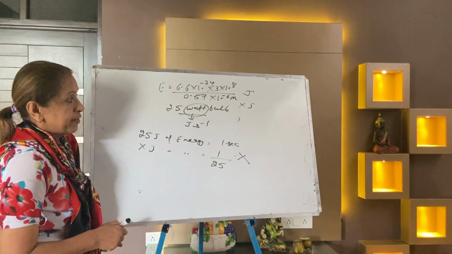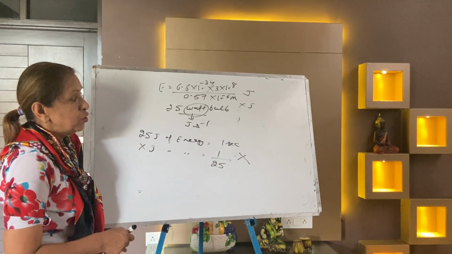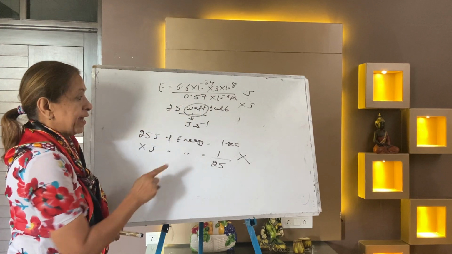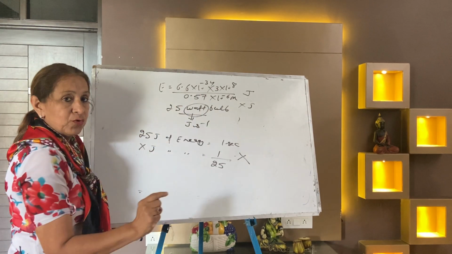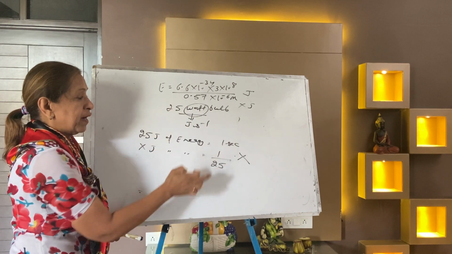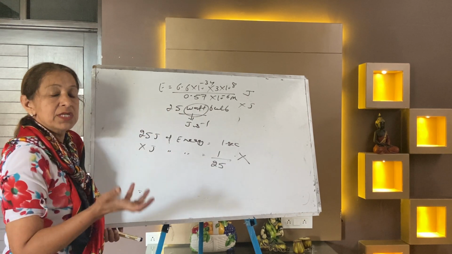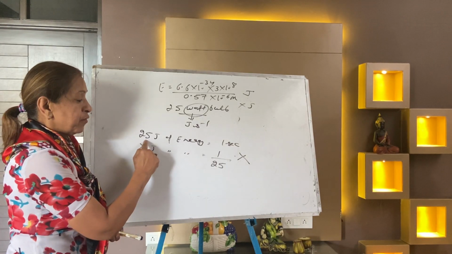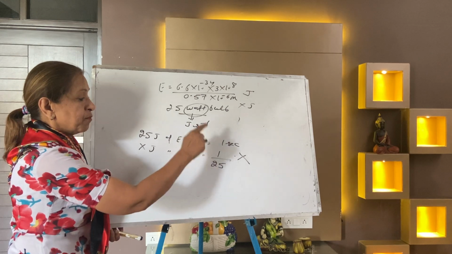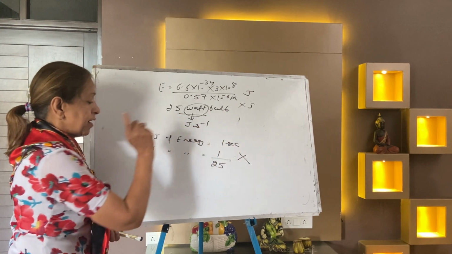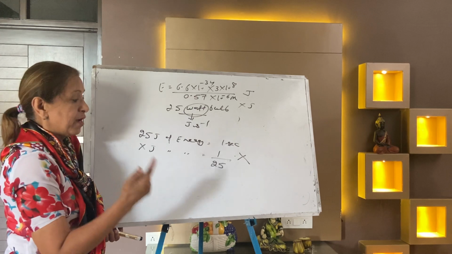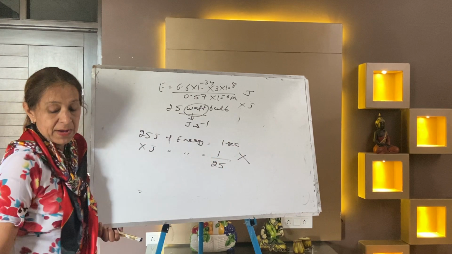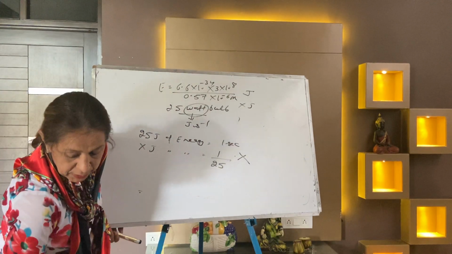First of all calculate energy. E is equal to h nu. Nu is c by lambda. After that your energy will come in joule. After that, you will apply the unitary method. A 25 watt bulb means it is giving 25 joule energy in 1 second. 25 joule of energy is given by 1 photon in 1 second. Then x joule of energy is given by how many photons per second? So it's 1 by 25 multiplied by x. So this is all. Next numerical.